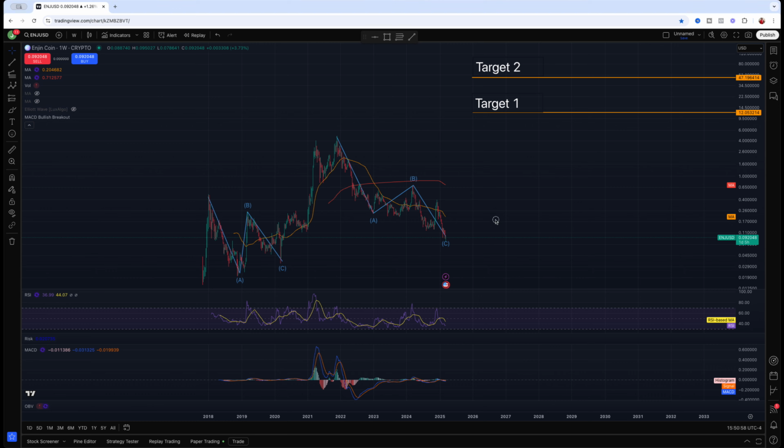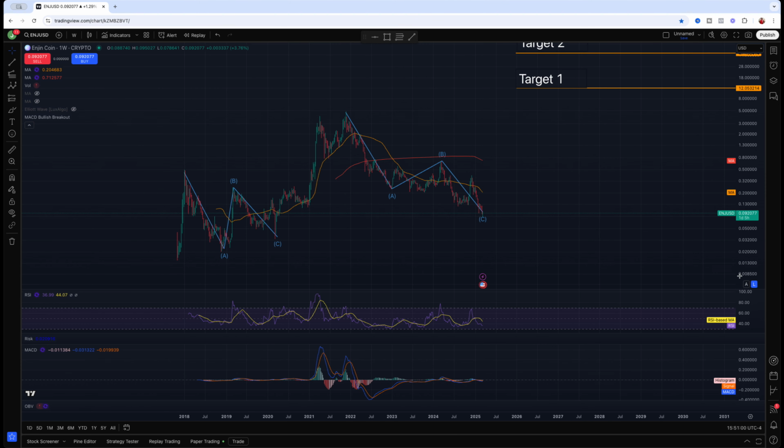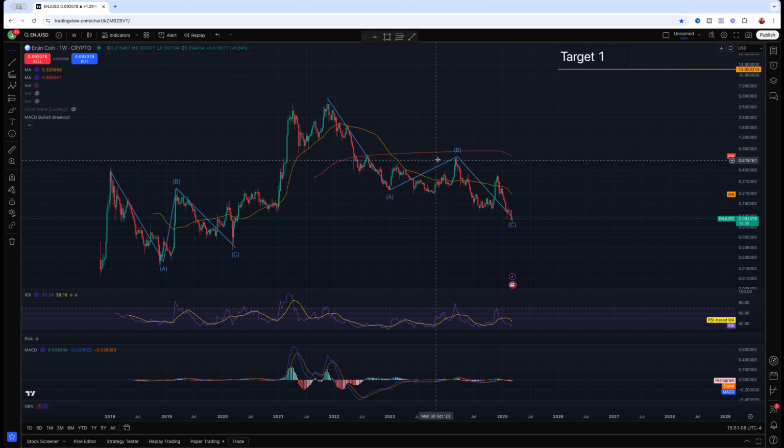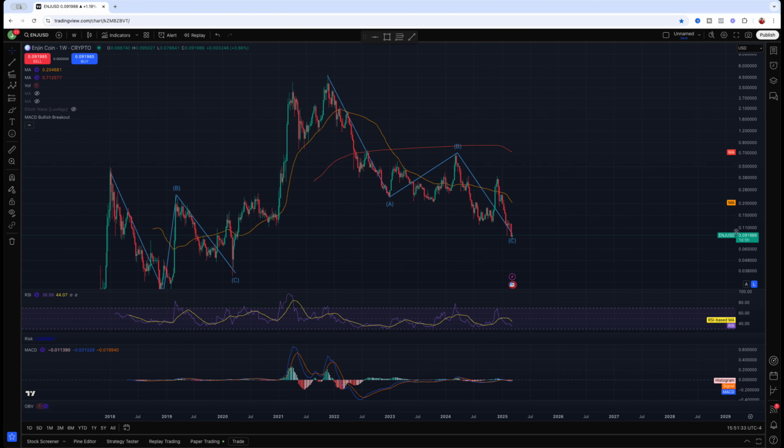So with this chart I see right here, I've got it on the logarithmic scale. This is on the weekly time frame as well. But I've got Engin Coin, and we've been in this long downtrend for a couple of years now, since November of 2021. That was the peak of the last crypto bull run. So November of 2021 all the way through to the start of 2025 at the time of recording this video in March. So we have this ABC correction, which is an Elliott Wave pattern.